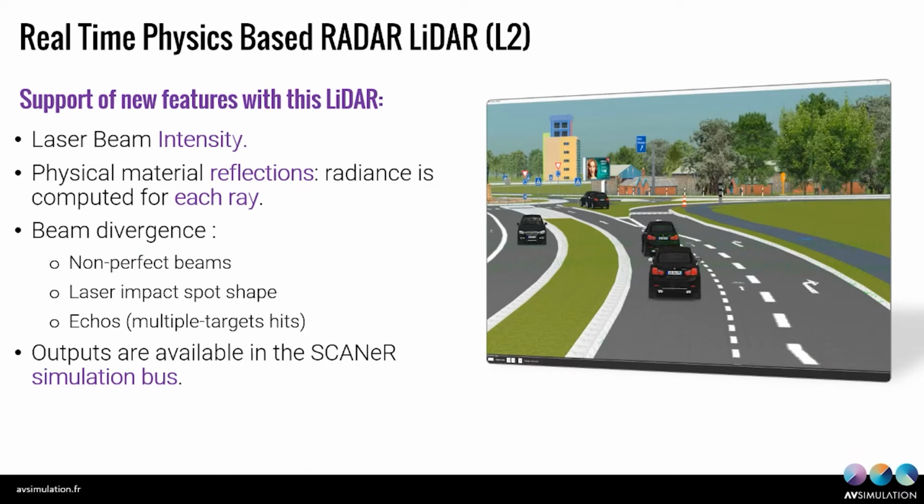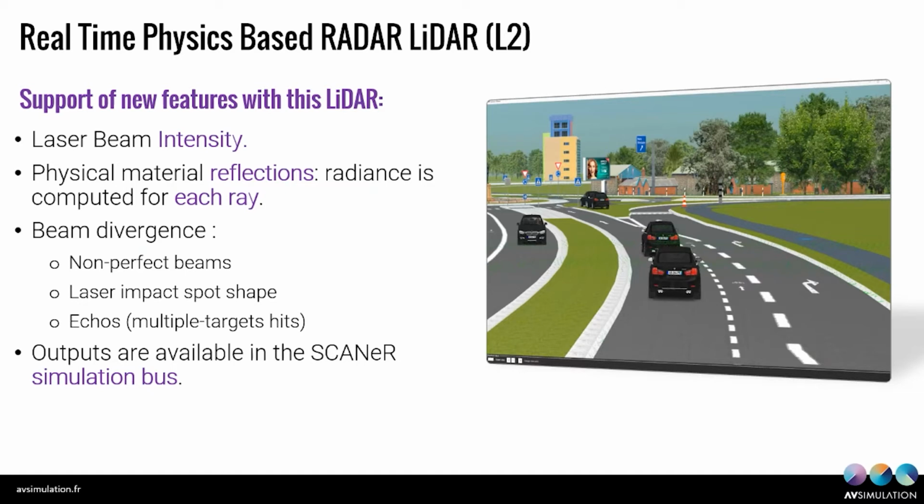We will take into account also the laser impact spot shape. So let's say, for example, you have a vehicle in front of you and also a tree. If the beam first hits the tree, its impact shape on the car will be a little bit different. So that will change.